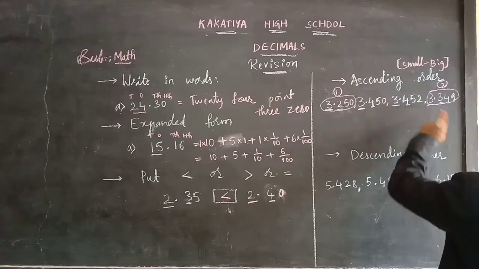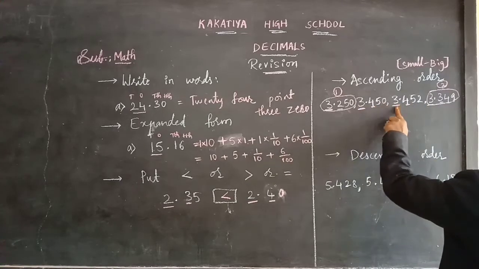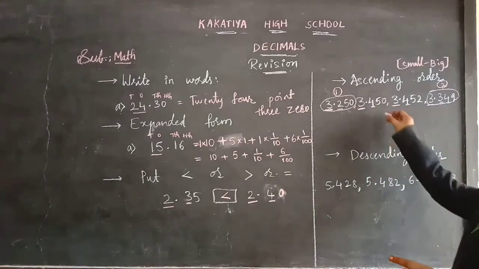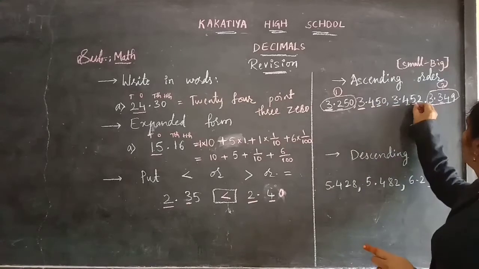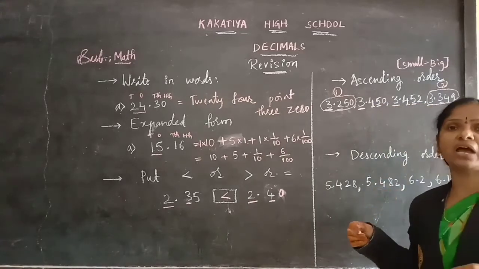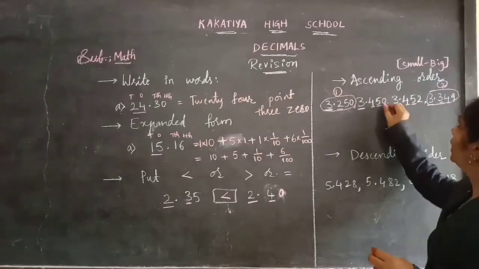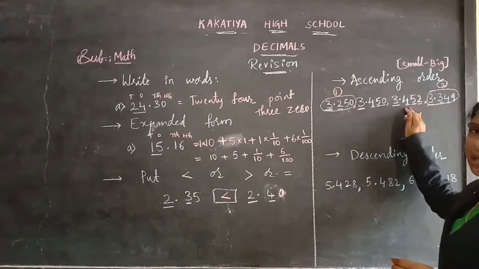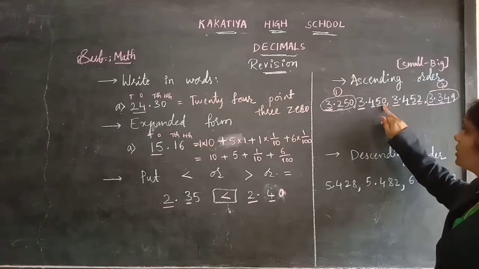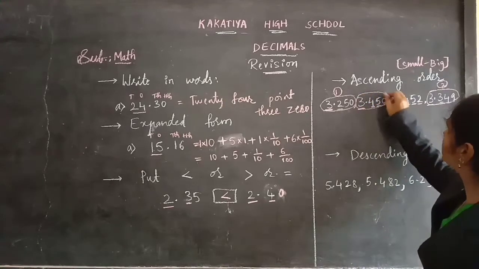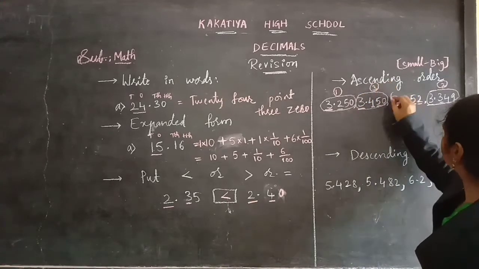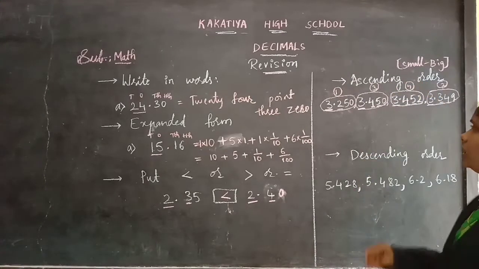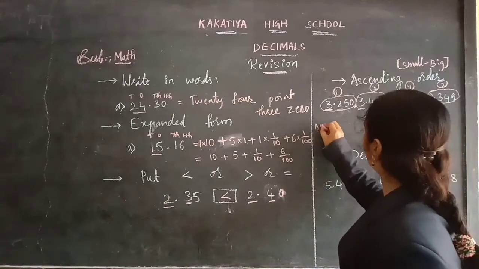3.450 and 3.452. Now the integral part is the same and the 10th place is also the same. Then you go to the 100th place for the two numbers: 5 and 5, also the same. Then you go to the 1000th place: 0 and 2. Which is smaller in the 1000th place? 0 is smaller. So I am giving the third place to this number, and the fourth place obviously goes to the other number. Let's arrange in ascending order.